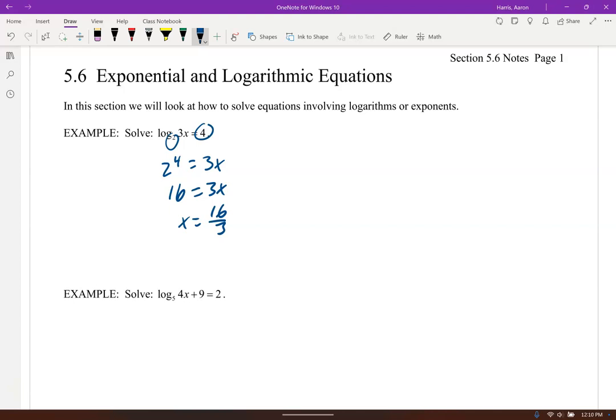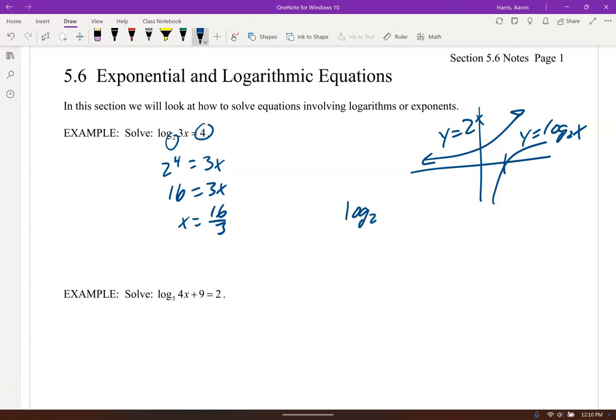I also want you to be familiar with recognizing that 2 to the x and log base 2 of x are inverses. So when you put them together, they'll undo each other. So the other way to do this is you take 2 to that side, so that becomes an exponent, and then you go 2 to that side. Because 2 to the log base 2 of 3x is 3x. And we'll use this approach periodically, or we'll kind of be forced into using this approach periodically. So I want you to be familiar with this. 2 to the 4th is 16 divided by 3. Same thing, right?